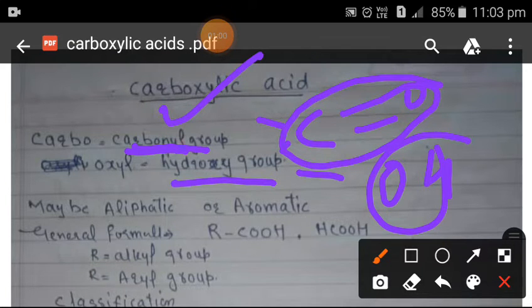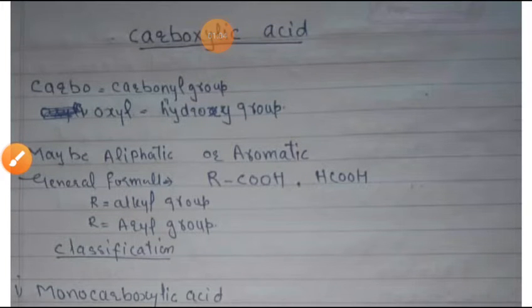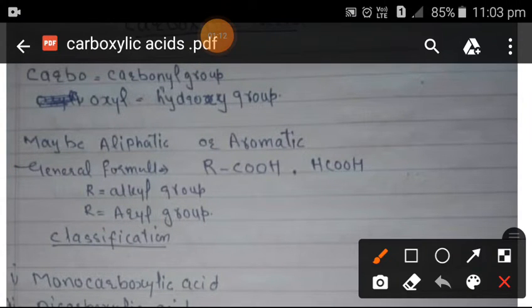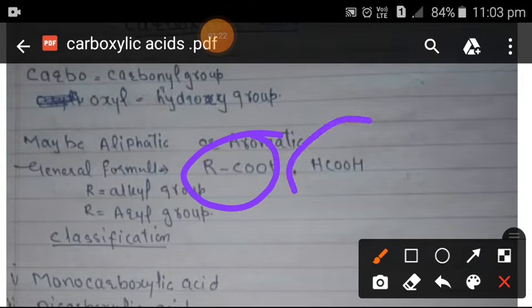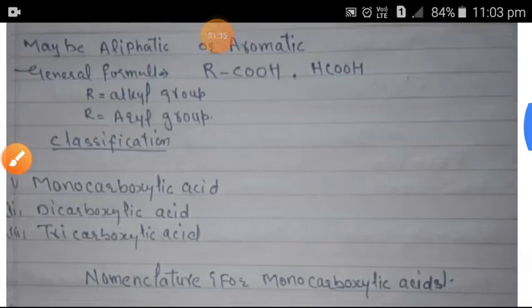Okay, carboxylic acids may be aliphatic or aromatic. If they have an aliphatic chain or an aromatic ring, they are called aliphatic or aromatic carboxylic acids. The general formula may be represented as RCOOH, where R may be an alkyl or aryl group. The first member is HCOOH, which is called formic acid. Accordingly, there may be aliphatic or aromatic carboxylic acids. Clear?